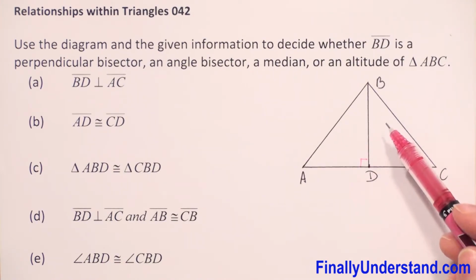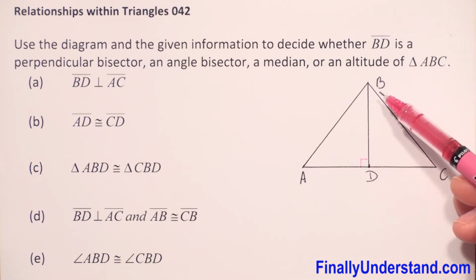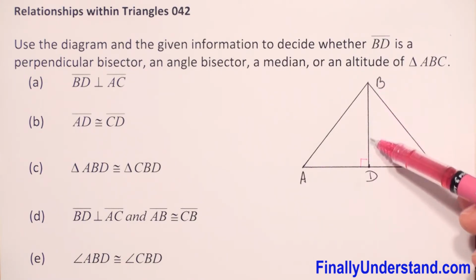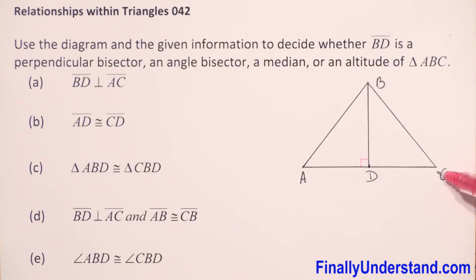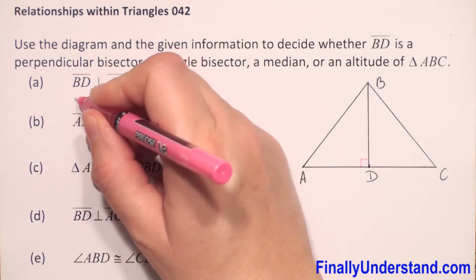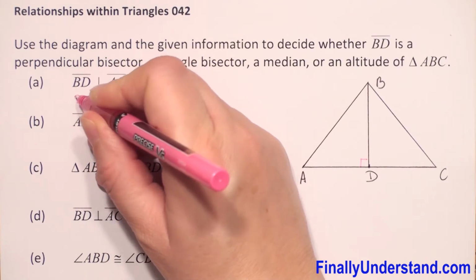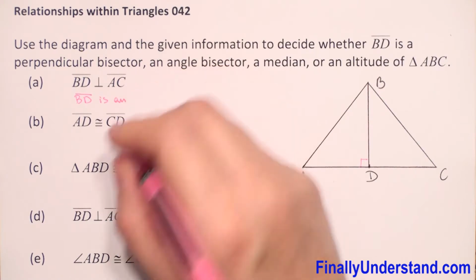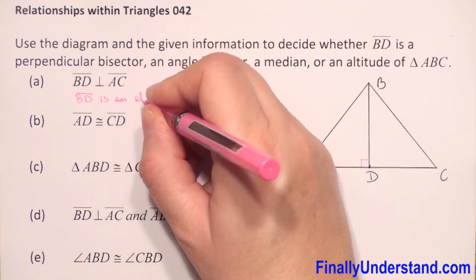In this example, we have a segment which is perpendicular to the opposite side. So we can write here only that BD is an altitude. Segment BD is an altitude.